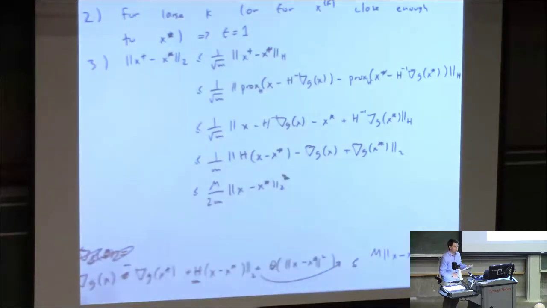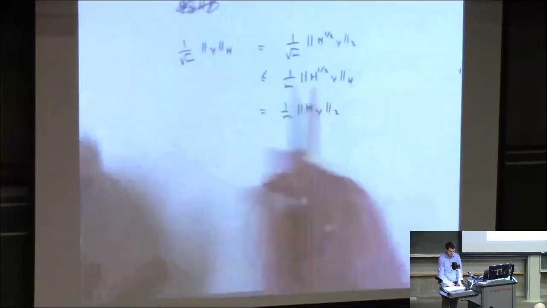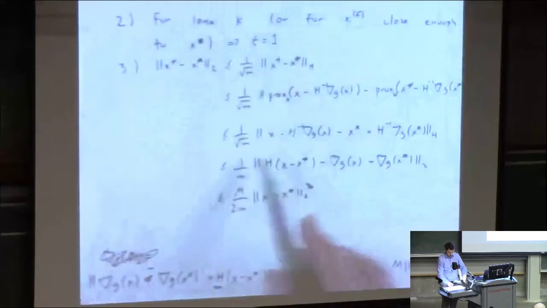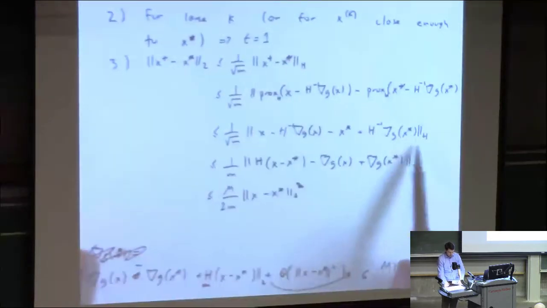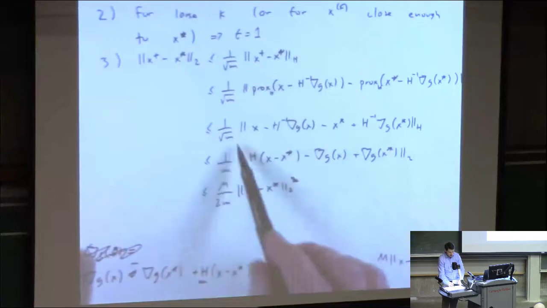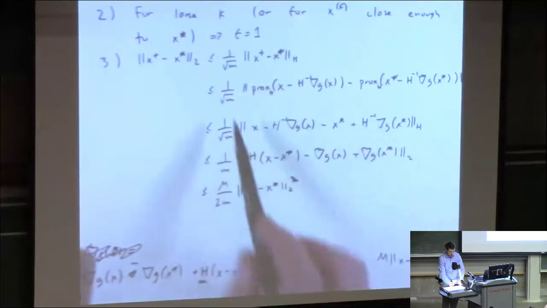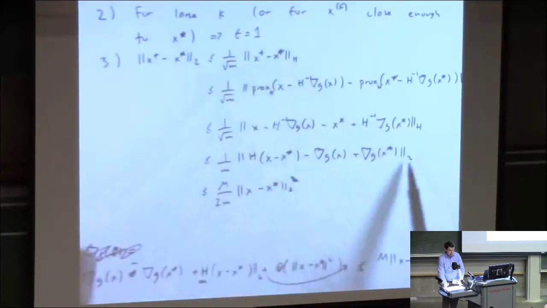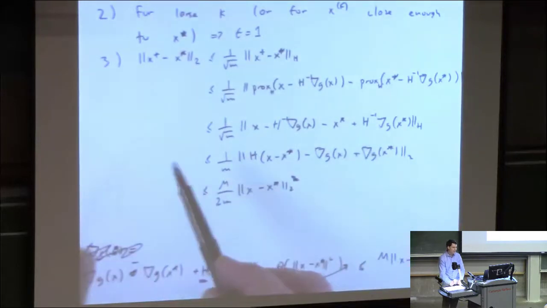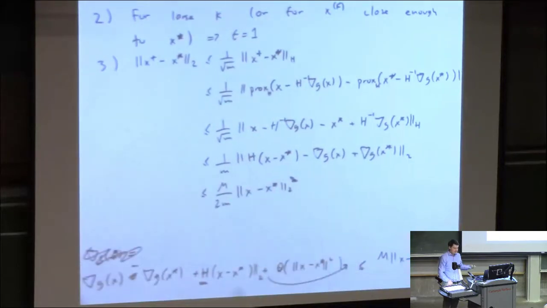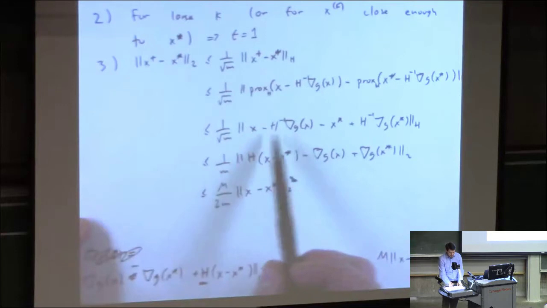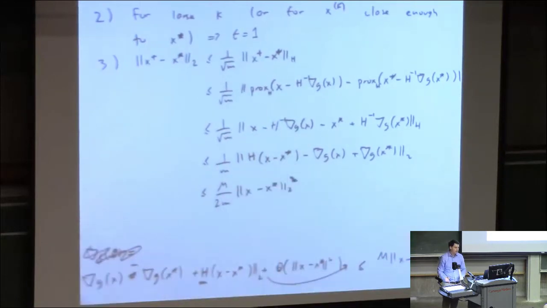Does that make sense? So I had this here, I moved the h to the 1/2 times this thing. I apply this again to add another h there, and then I move that h inside. It's basically done that way so that these h's cancel out and I get an h in front of x minus x star.